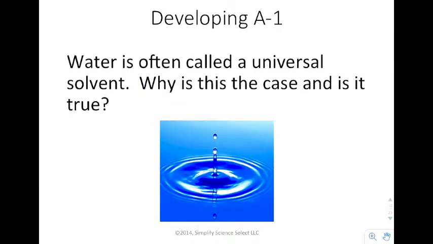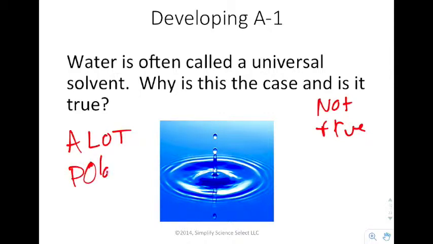Water is often called the universal solvent. Why is this the case, and why is it true? It's one of those things that should be not true, because water will dissolve a lot of things. Anything that is polar or ionic will be dissolved by water. And that's a lot of stuff. Even things that are slightly polar. If it's slightly polar, water will dissolve it. So that's the reason why water is considered to be the universal solvent, because it can dissolve so many things.